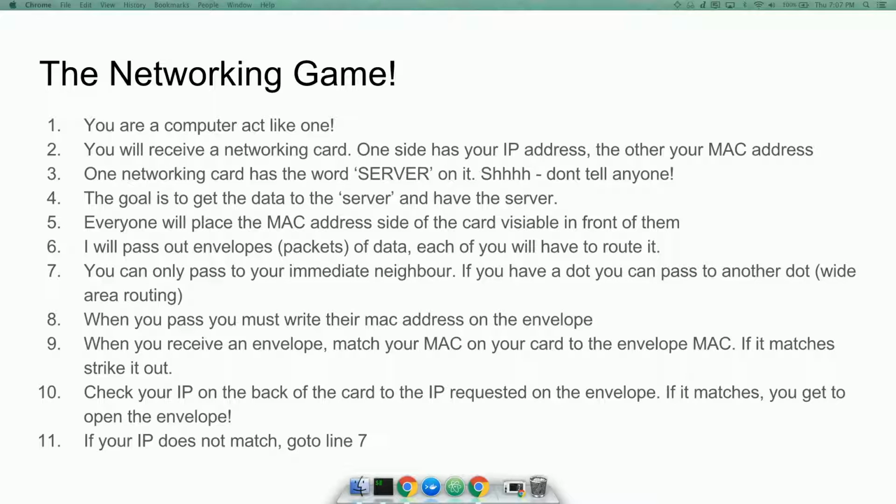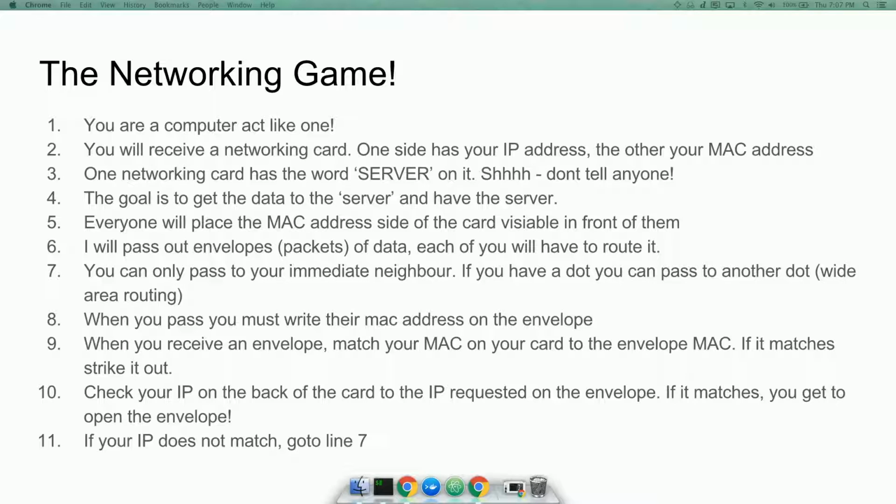When you receive your card, on one side there's going to be printed an IP. It's a totally fictional IP, but you're probably familiar with IPs on computers. They don't look anything like it. On the other side you have what's called a MAC address. This is your unique computer ID. They're very different things.